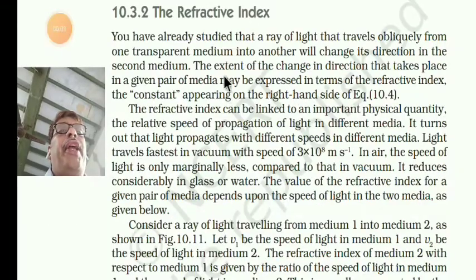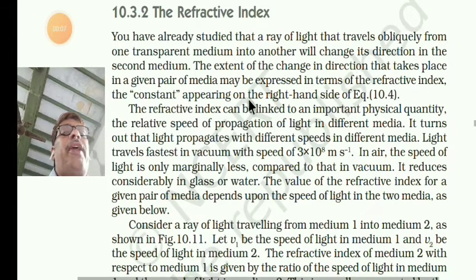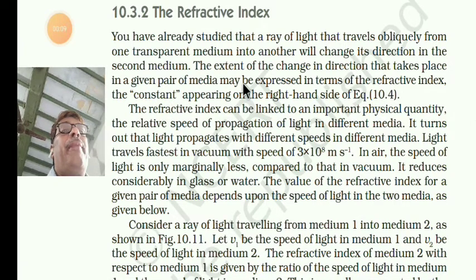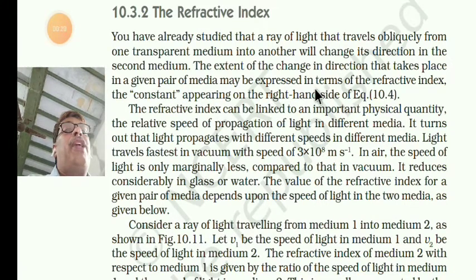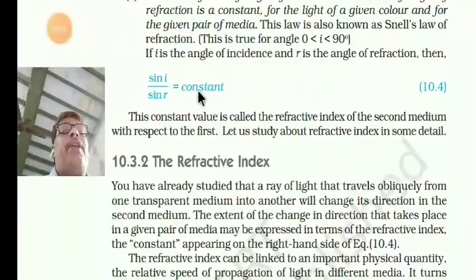The extent of that change in direction that takes place in the given pair of media may be expressed in terms of the refractive index. See, students, the extent of the change in the direction of the light in the given pair of media may be expressed in terms of refractive index, and the constant appearing on the right hand side.